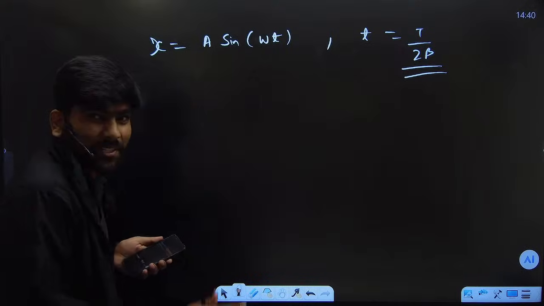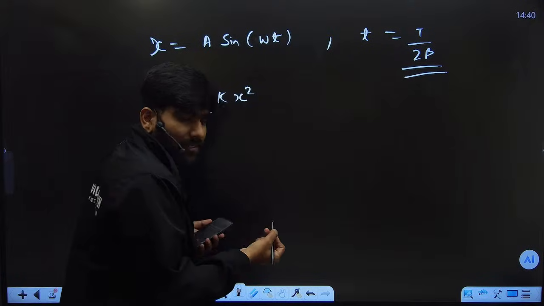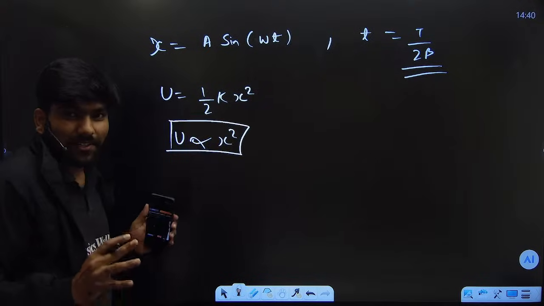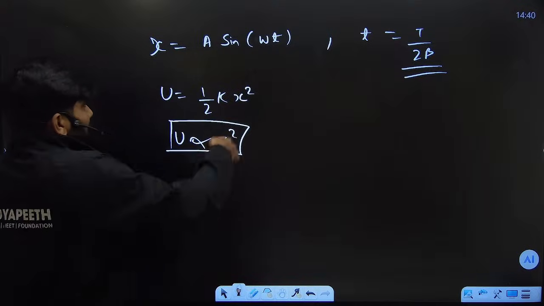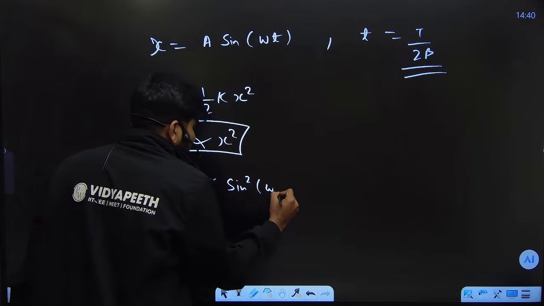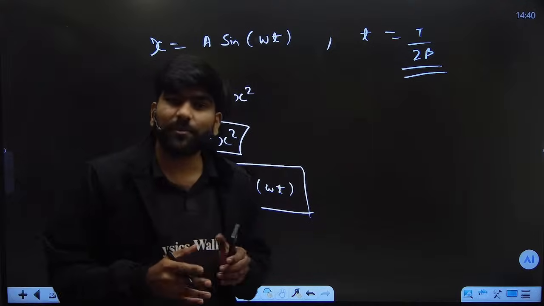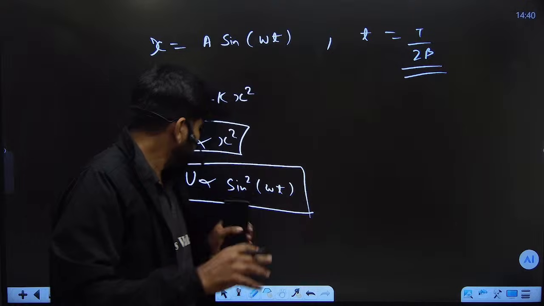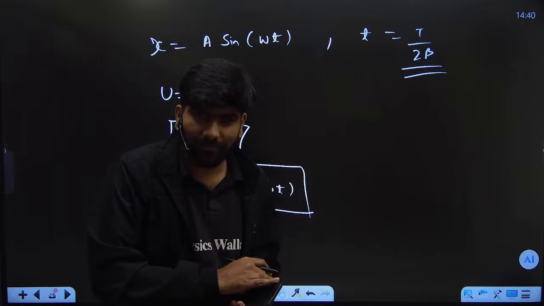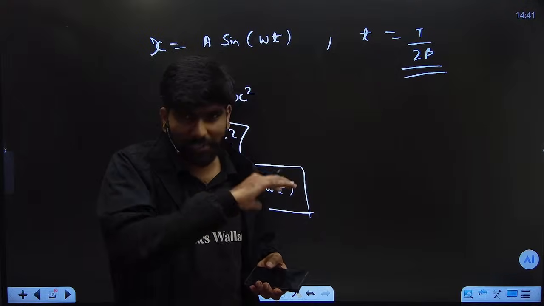Now, if this is the position, we know that in SHM, the potential energy is given as half kx square. So, we can say that potential energy is proportional to x square in SHM. Now, since x is A sine omega t, the potential energy hence is going to be proportional to sine square omega t. We want the minimum value of potential energy, when it will be minimum. Since potential energy is a function of sine square theta, if sine square is minimum, the potential energy will be minimum. So whenever sine square is minimum, potential energy will be minimum.